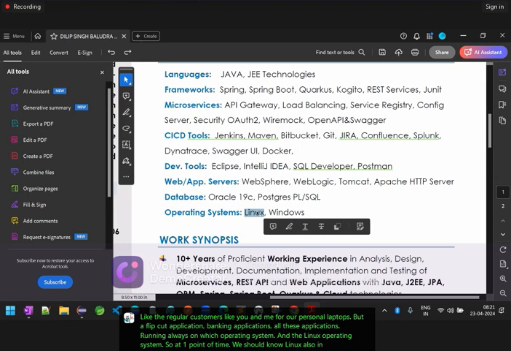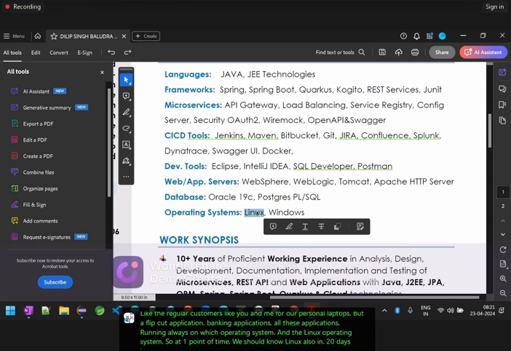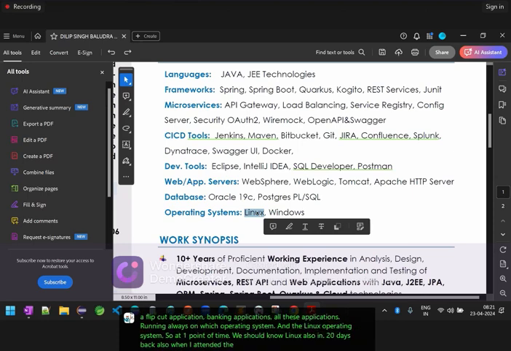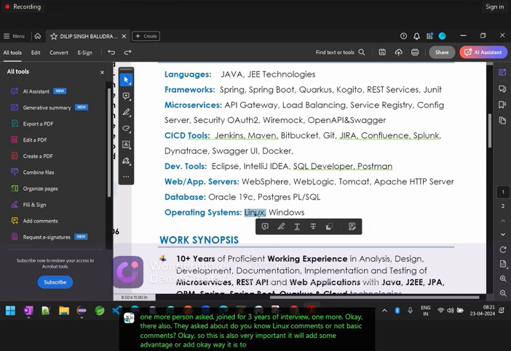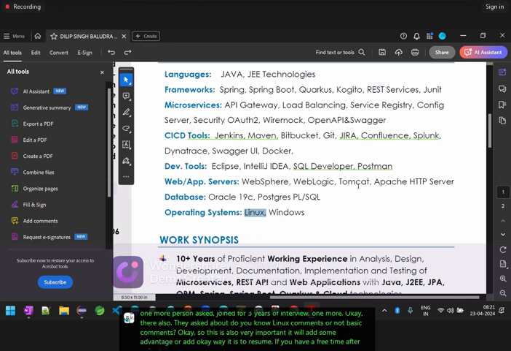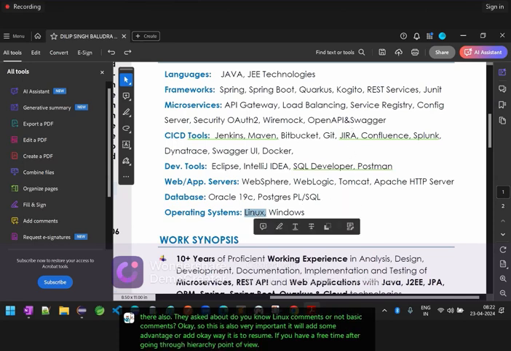Twenty days back also, when I attended an interview, they asked me a lot of questions related to Linux. And one more student who joined for a 3 years experience interview, there also they asked, do you know Linux commands or not? Basic commands. So this is also very important. It will add some advantage or weightage to your resume. If you have free time, why don't you learn Linux?